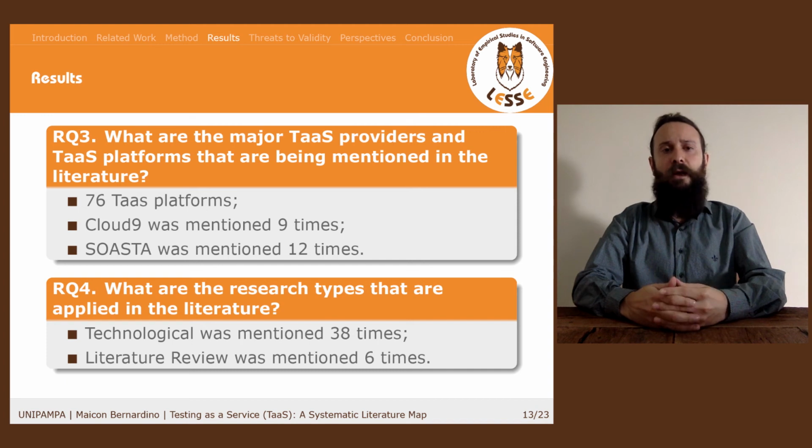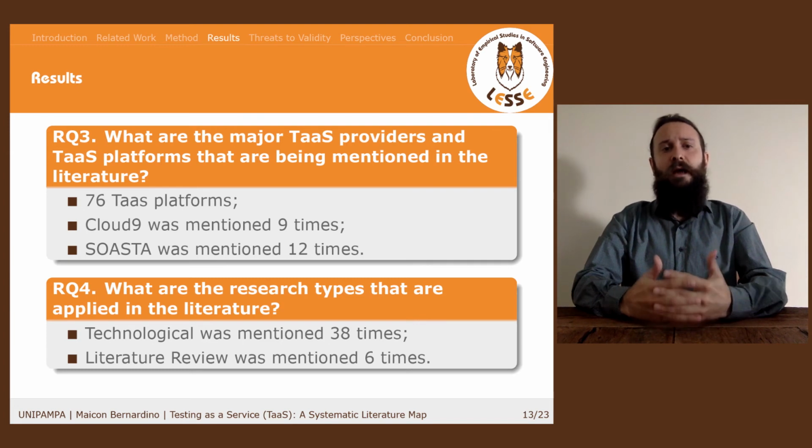Research question 3. What are the major TaaS providers and TaaS platforms that are being mentioned in the literature? The purpose of this question is to map the platforms used or proposed by scientific primary studies that support some kind of performance testing. In total, 76 TaaS platforms were identified through our SLM. The platforms most mentioned were Cloud9, 9 times, and Soasta, 12 times.